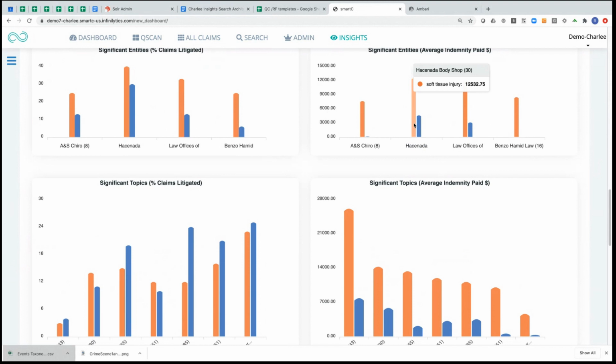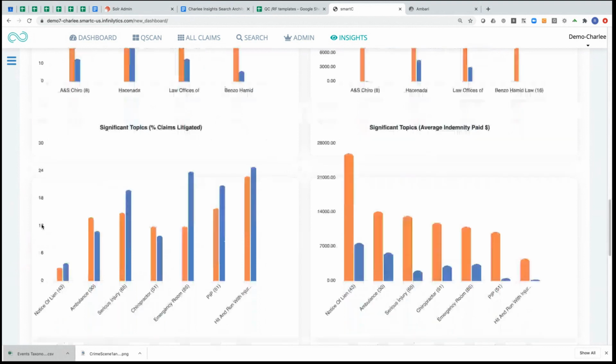So you can right here see who are the chiropractors, lawyers, body shops, different types of entities that might be involved in your claims. You can also look at different topics, like, for example, notice of lien. That is something that's coming up as a high cost. So whenever there's a notice of medical lien, your cost is escalating significantly on the soft tissue injury claims. You can see things like hit and run with injury, how that impacts the claim, or various other topics, and correlate things. This can definitely help in your claims, but also in underwriting in terms of identifying new risks and emerging patterns as you find them.